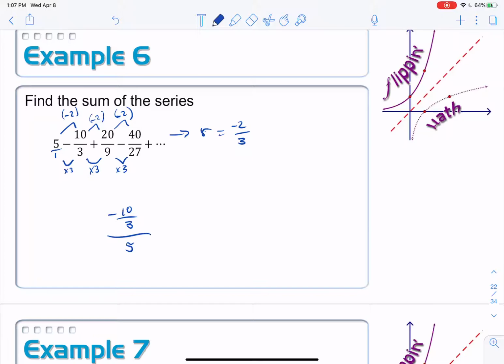But it has to work. You have to make sure it works for all of your terms, not just the first one. They could be trying to pull a fast one on you. So there's your common ratio. Is the absolute value of that common ratio less than 1? It absolutely is. That means that this thing converges.